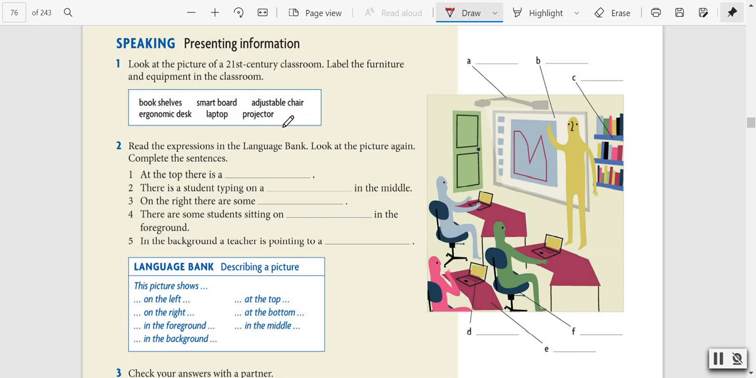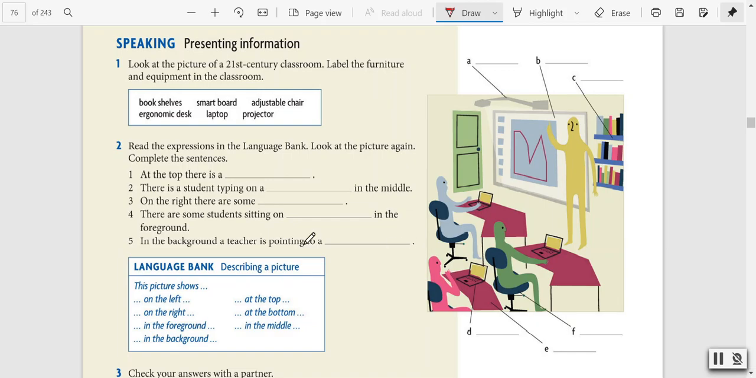Okay, like projector, projector. Okay, we have these equipments. Label them together with the picture. The equipment that we have.